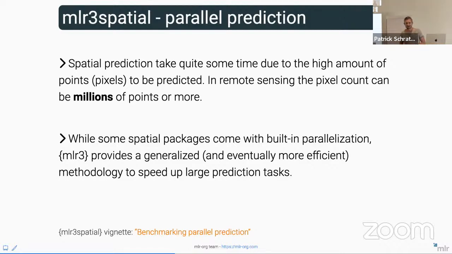Spatial predictions can take quite some time, because if you have a high resolution and a large image, you have a lot of pixels that you need to predict on. And in the end, you can treat those pixels as points in your mind, right? For which you just want a prediction using the learner that you've trained.